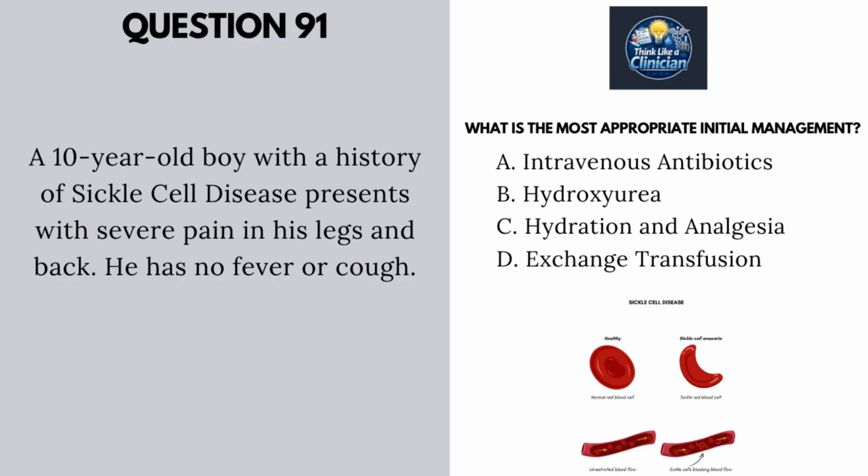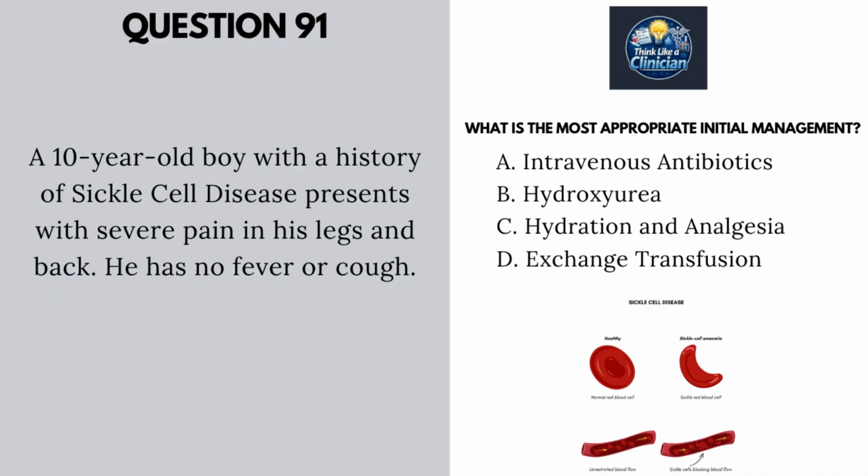Why not prophylactic antibiotics? Although sickle cell disease patients are functionally asplenic, they have the spleen, but it's functionally not there because of the microvascular damage, and they are prone to infections, this patient is afebrile and has no focal signs of infection. Starting antibiotics without a clinical indication contributes to resistance and does not treat the primary issue, which in this case could be ischemia.